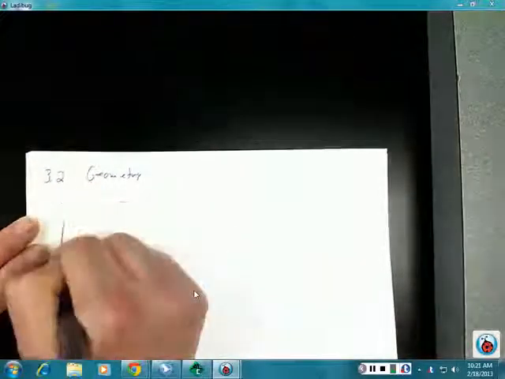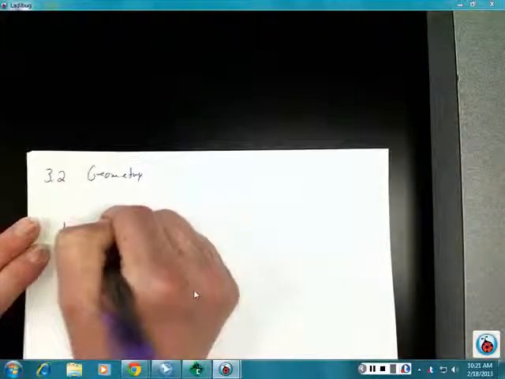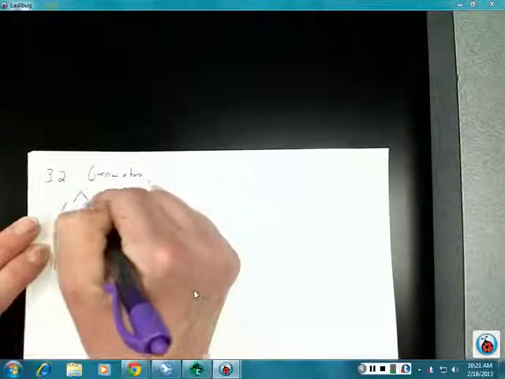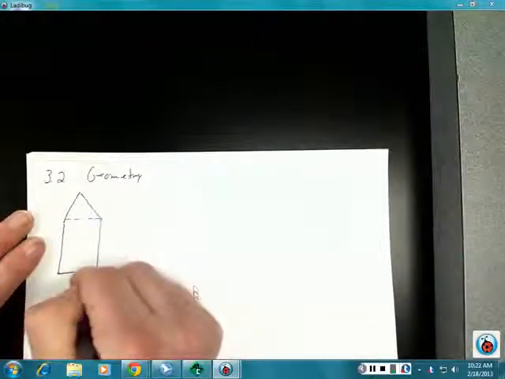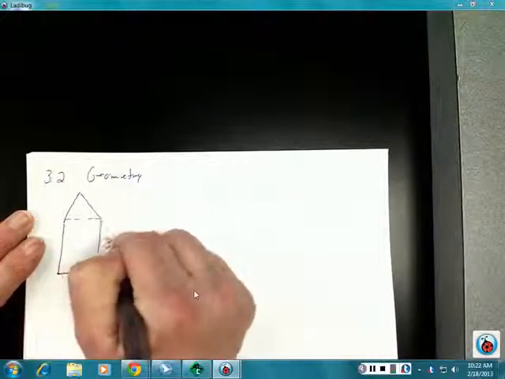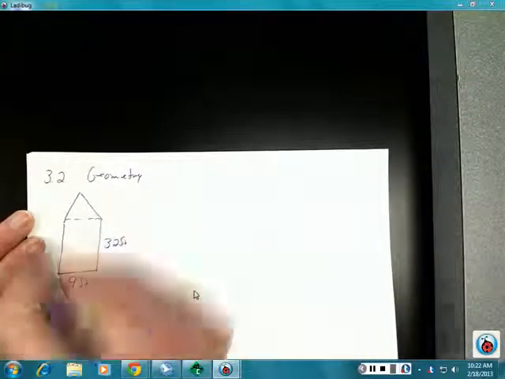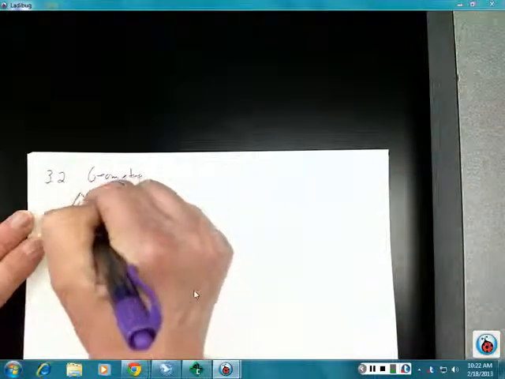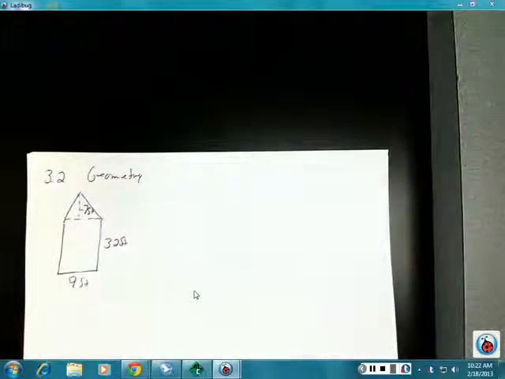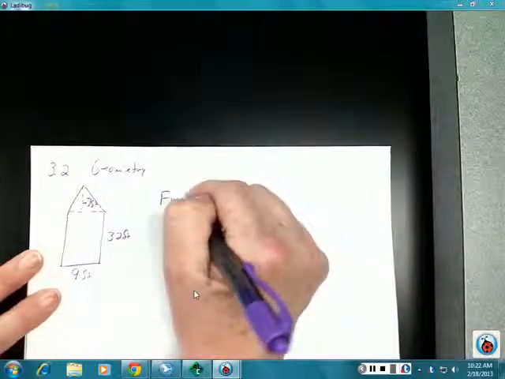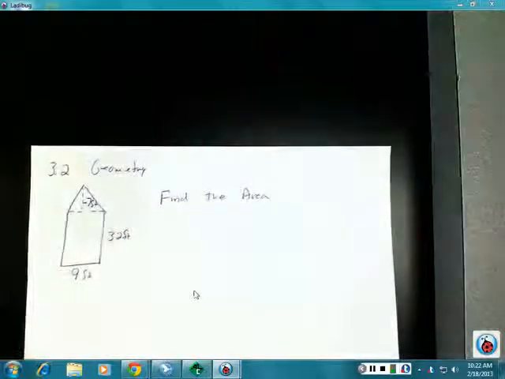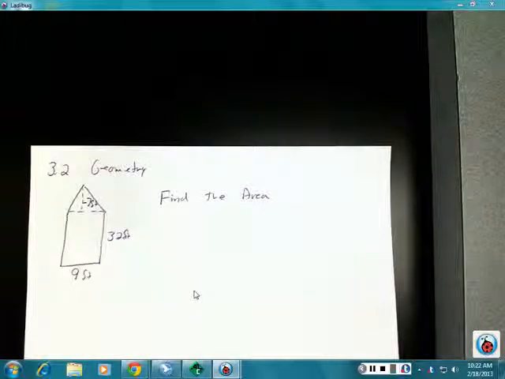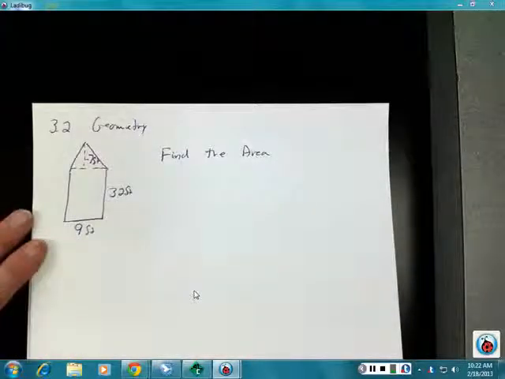So they may give you a rectangular bottom and a triangular top. And within this, they'll give you some measurements. They might say that this is 9 feet and this is 32 feet. And they'll drop down a height in here and tell you the height is 7 feet. And they'll ask you, what is the area of your shape? So find the area. How many formulas do I need to do this one? 2 formulas.